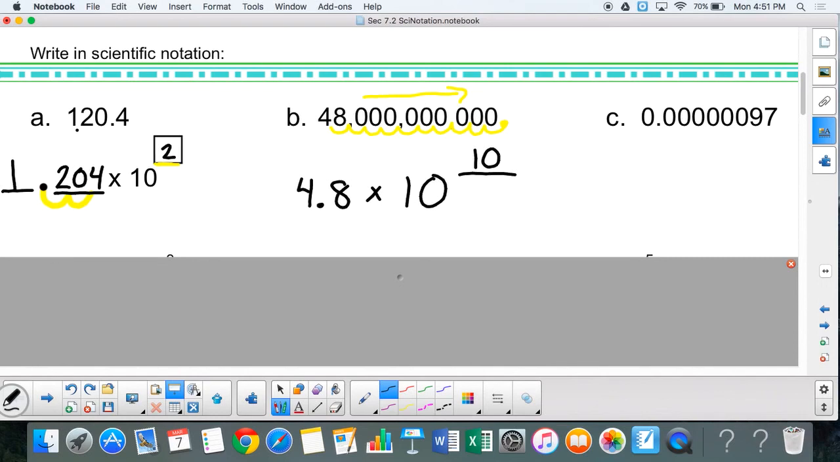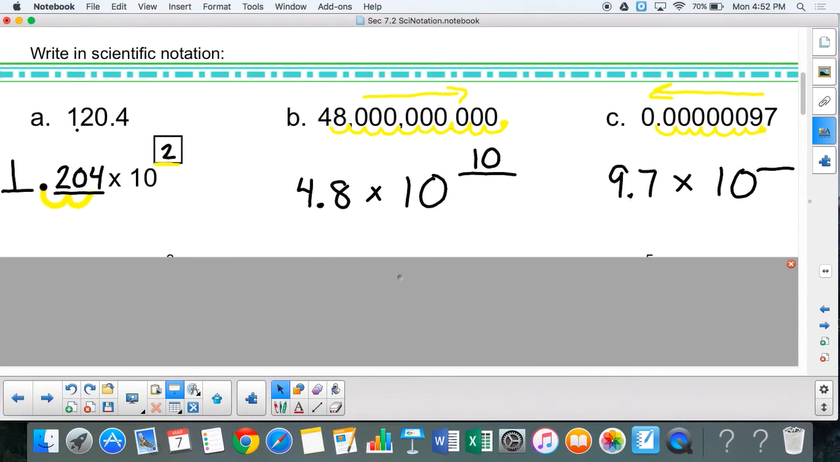Final problem. Again, my decimal is right here currently, but proper scientific notation tells me it has to be 9.7 times 10 to some power. And to get from 9.7 back to my original decimal, 1, 2, 3, 4, 5, 6, 7, this decimal would have to move 7 spaces to the left, making my exponent a -7. Negative because it has to move to the left.